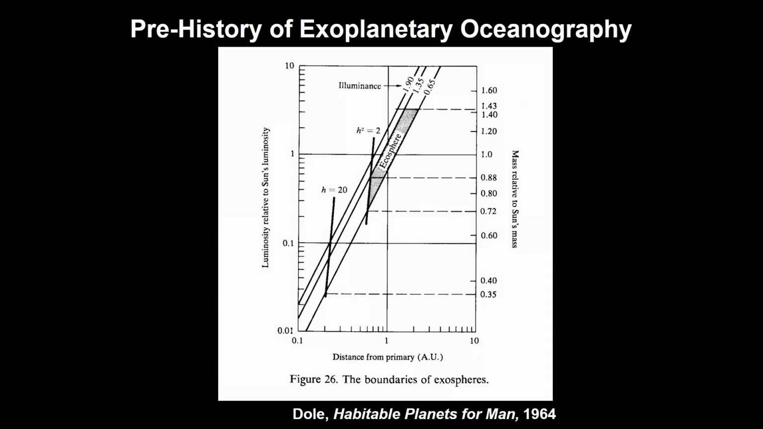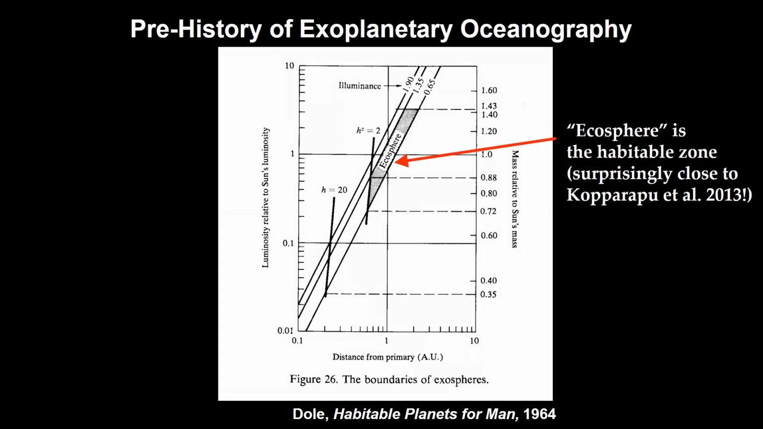I thought I would start at the beginning today and go all the way back to this plot from Stephen Dole's book, Habitable Planets for Man. And despite the non-inclusive title, I do think it's a classic, and I encourage all of you to check this out because it really captures the theme of this meeting, where he really looked at our solar system and tried to think about what kind of planets might be habitable. In this figure, it looks kind of like the habitable zone plot, and that's because it's pretty similar to that.